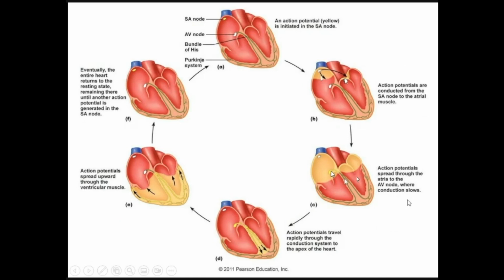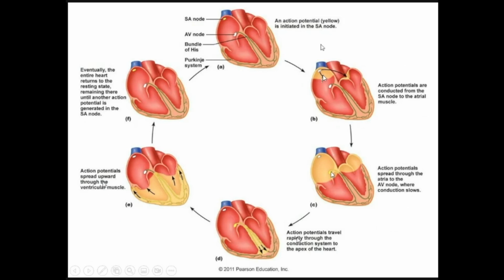Then the action potential spreads through the atria to the AV node, where the conduction slows. This is another important point, remember: at the AV node, the conduction slows down. So it's another MCQ question. The action potential travels through the bundle to the apex of the heart. This is another MCQ. The AV node sends the impulse via the interventricular septum to the apex of the ventricle first, not to the side, not to the lateral wall. It's to the apex first.